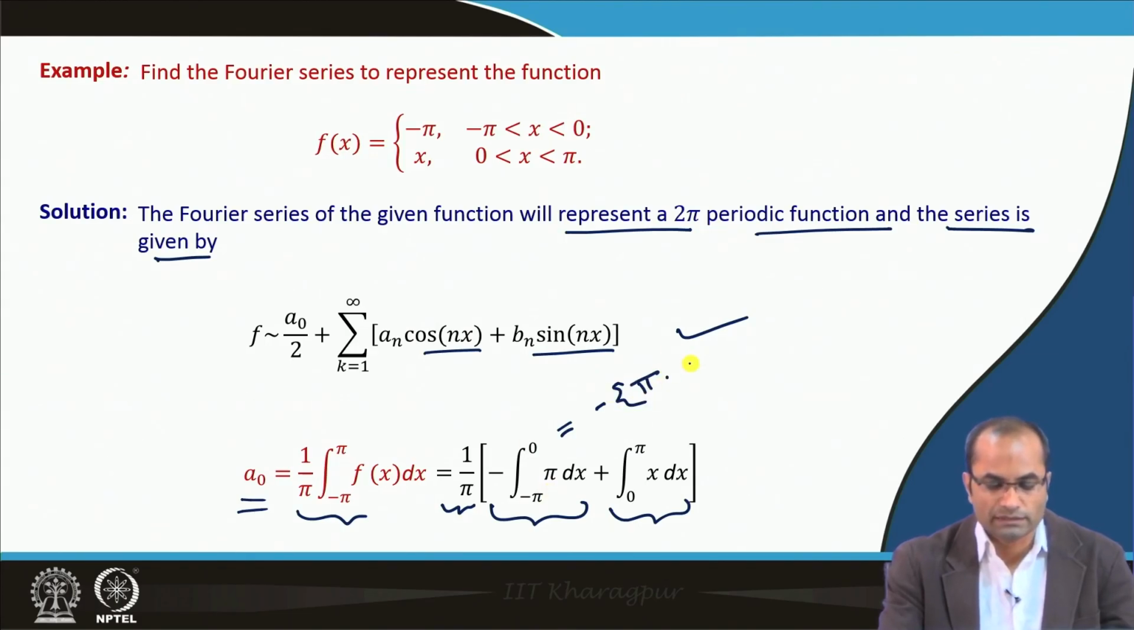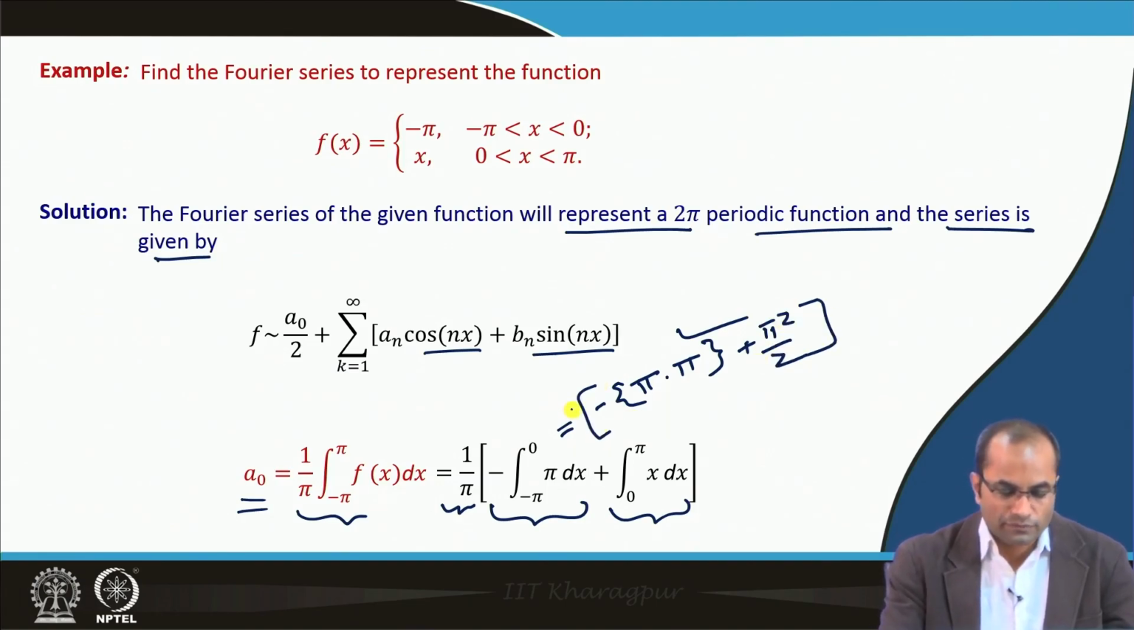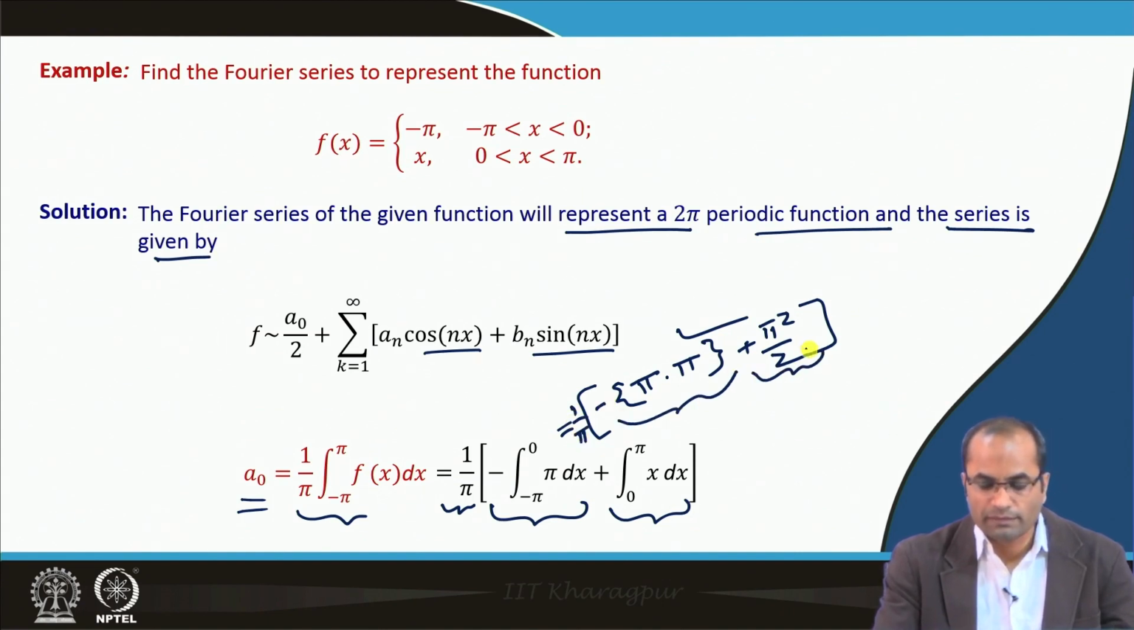So, 0 minus, and then minus x. So, this is minus pi square, and then here pi square by 2 will come from the second one. And then 1 over pi was also sitting there. So, minus pi square and then plus pi square by 2, and then 1 over pi is there. So, then here we have minus pi square by 2.